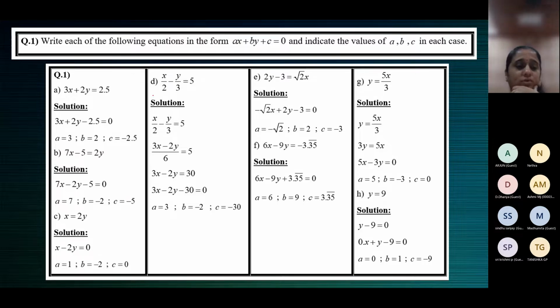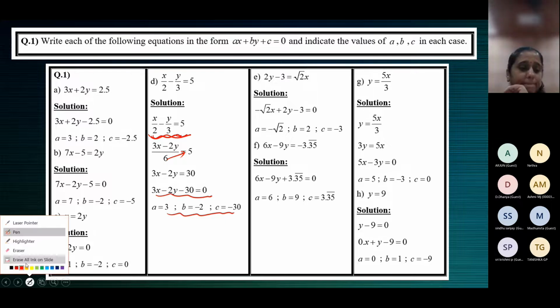So what you have to do here is, yes, you have to cross multiply. We need to take the LCM, cross multiply, and then write it in the standard form, and then write the values of A, B, and C. I'll let you.